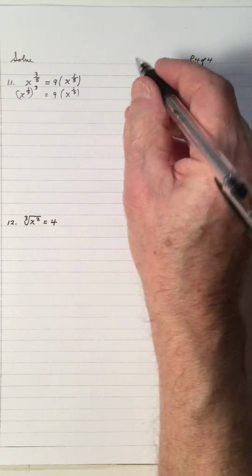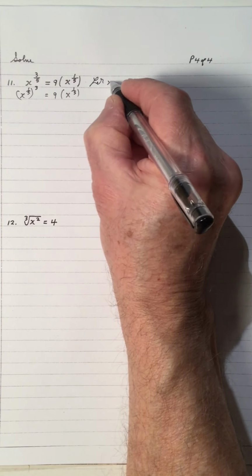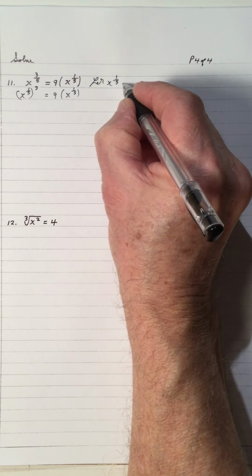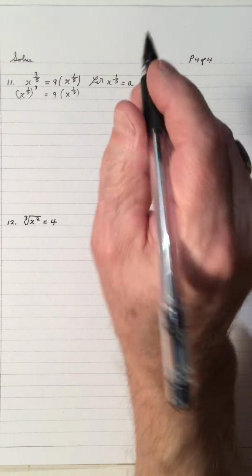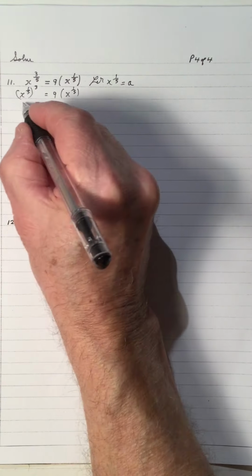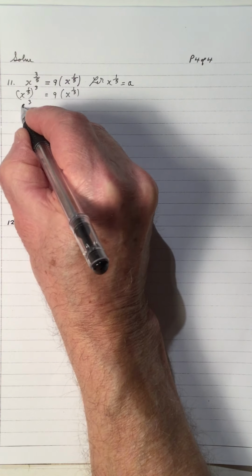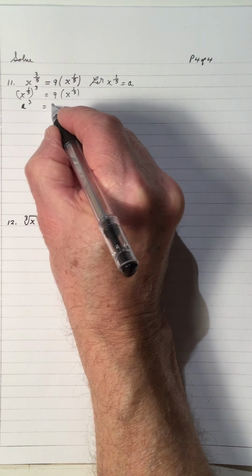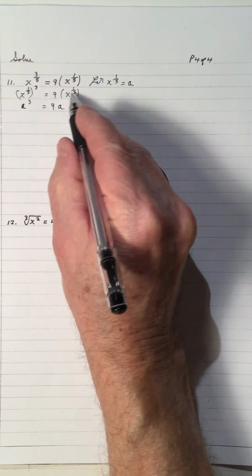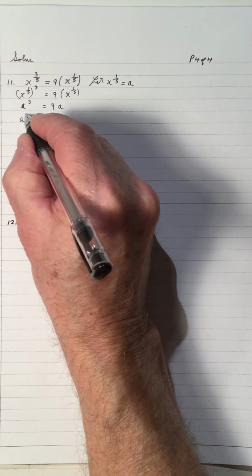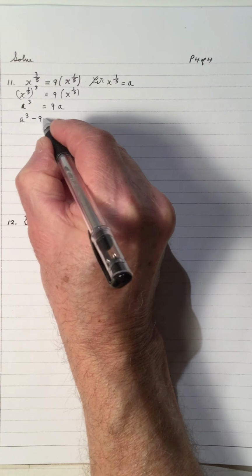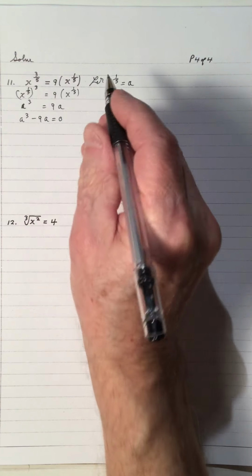That means I'm going to let x to the 1/5, again, it can be a, it could be b, it could be c, it could be d, it could be any letter. So that's a cubed equals 9a. So x to the 1/5 is a. So we got a cubed minus 9a equals 0.